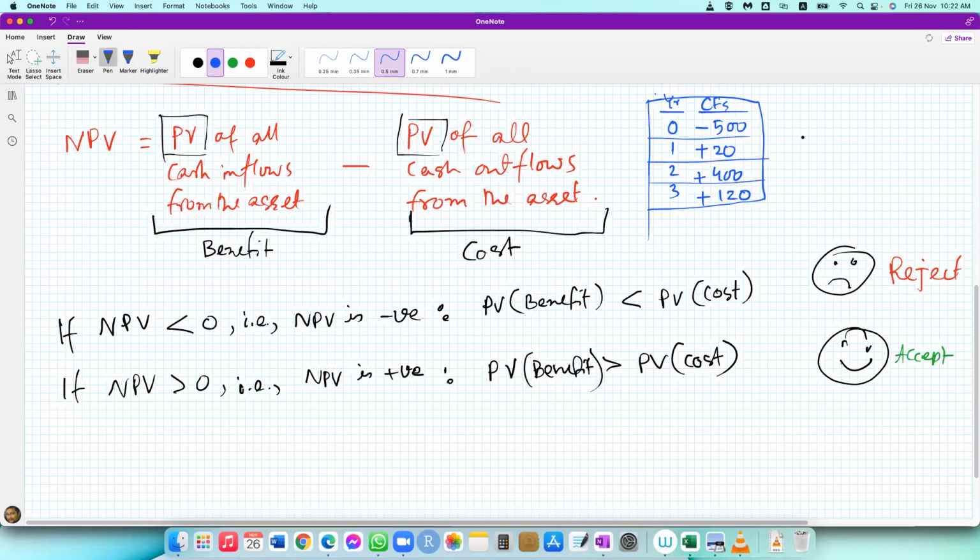Now we can also show it on a timeline like this: 0, 1, 2, 3. So in year 0, how much should we write?